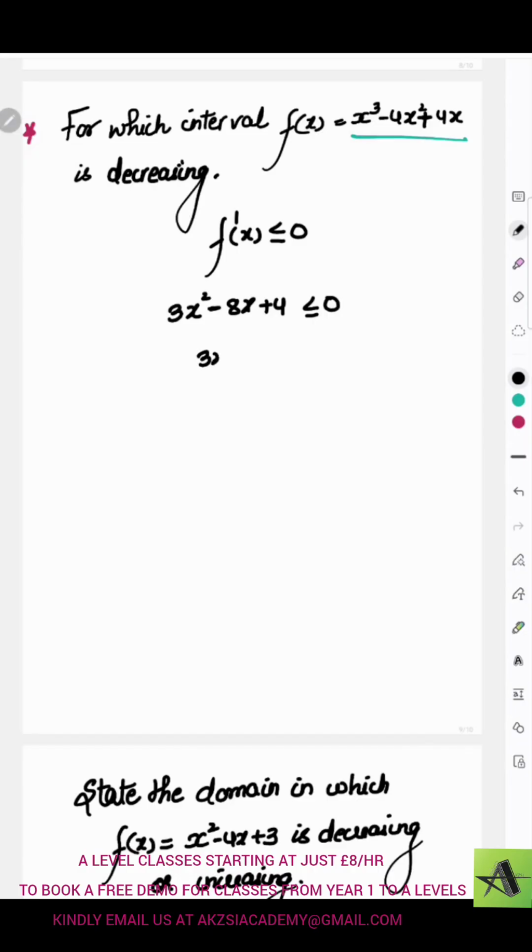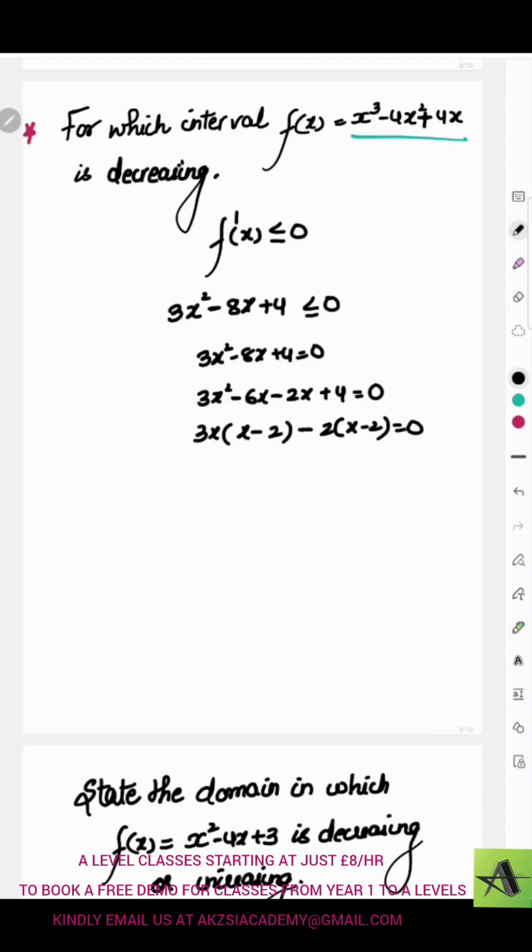For that, I just need to equate this equation to 0. The product is 12 and the sum is negative 8, so negative 6 and negative 2 will be the two numbers. That means 3x squared minus 6x minus 2x plus 4. Taking out 3x as common, x minus 2, and minus 2 as common. So this will be x minus 2 equals 0. That means my first value of x is 2 and another value of x will be 2 over 3.